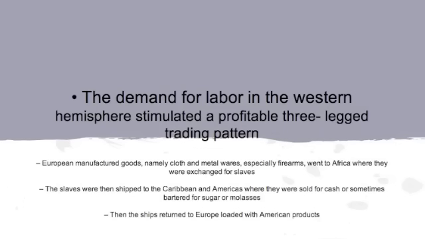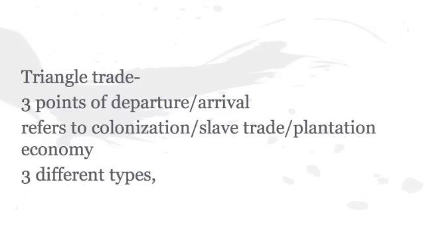So, all right, the demand for labor in the Western Hemisphere, which would be the New World, stimulated a profitable three-legged trading pattern. So here we go, the triangle trade. There's 3 parts. Europe, which had the factories and the industry, had manufactured goods, which they brought to Africa in exchange for slaves. The slaves went to the Caribbean and the Americas, where they were sold to do the plantation labor, and the fruits of their labor were then brought the other leg of the journey.